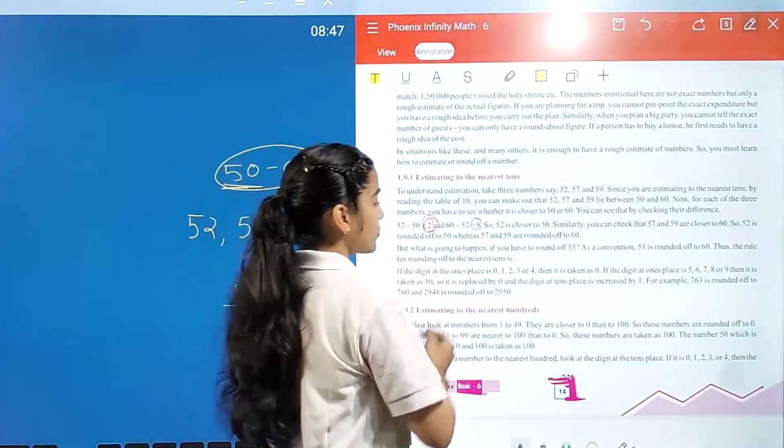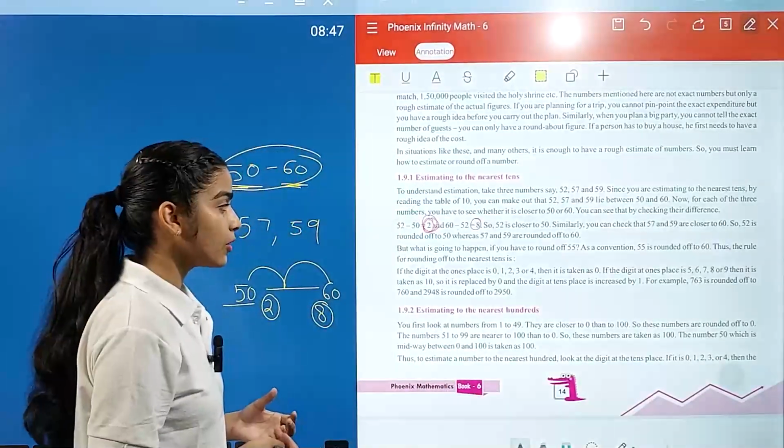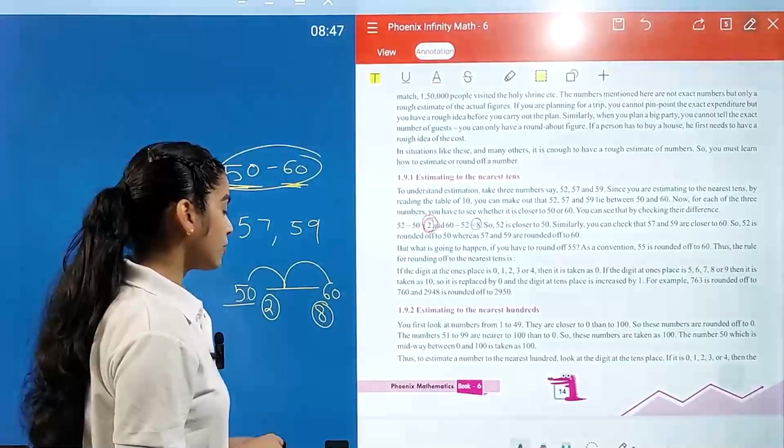But what is going to happen if you have to round off 55? As a convention, 55 is rounded off to 60. This is the rule for rounding off to the nearest 10.